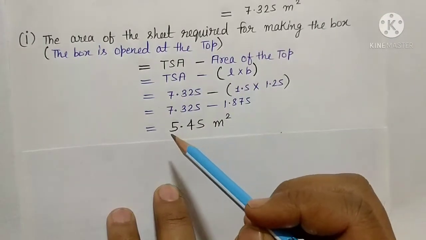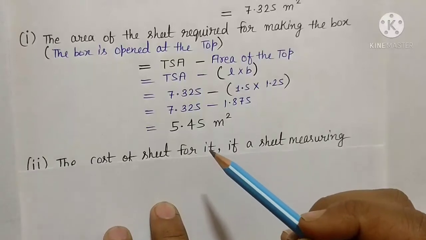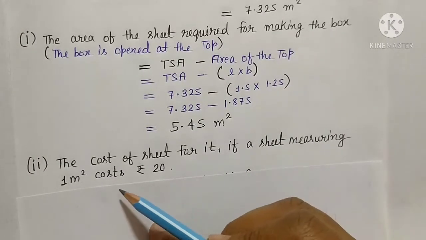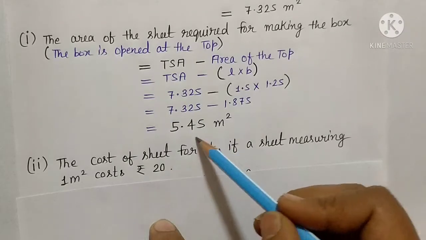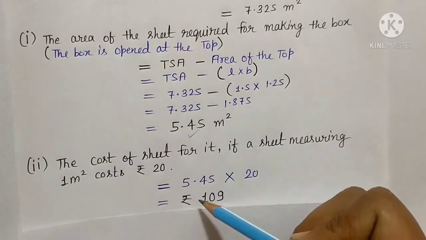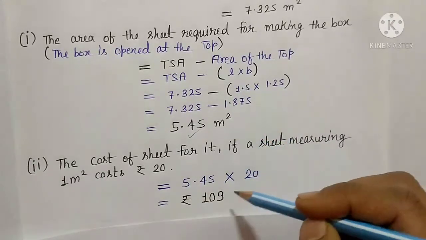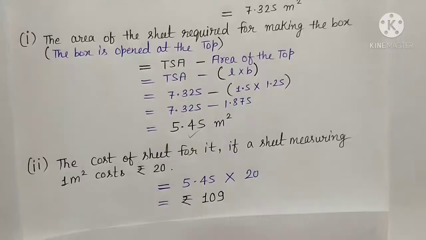So here we have completed our first part. Now in the second part they are asking the cost of the sheet for it. If a sheet measuring 1 meter square costs rupees 20, then whatever area we got, multiply it by 20. So we multiply and it comes rupees 109. This is our answer for both the parts.